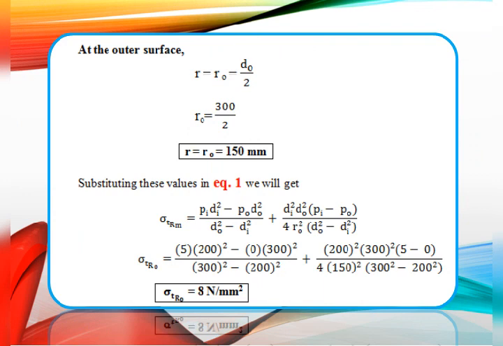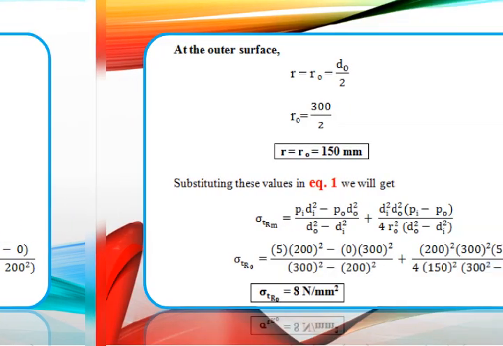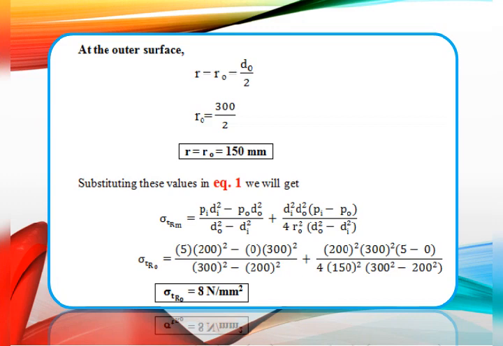Now we will get the outer surface. At the outer surface, what is the tangential stress? That is sigma t r naught. So for the same, we must find the value of r naught first. Here r is equal to r naught, that is d naught by 2, or r naught is 300 divided by 2, so r is equal to r naught, that is 150 mm.